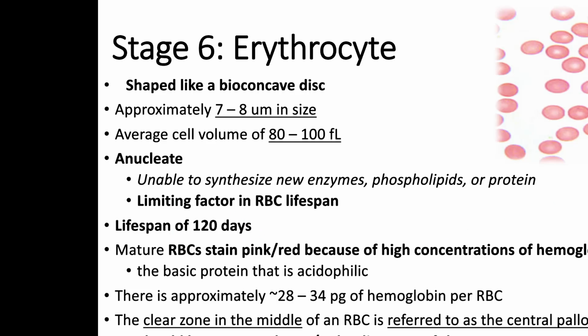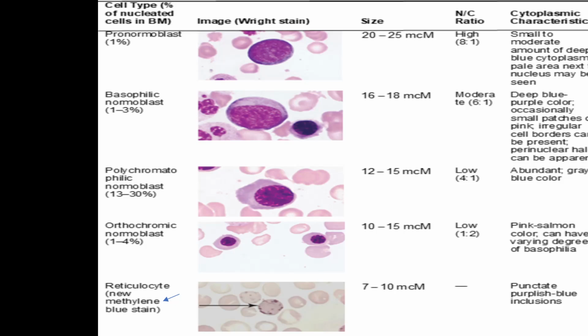We're now red or pink because of the high amounts of hemoglobin, and that red or pink color is called acidophilic. The clear zone inside of an RBC is referred to as the central pallor, and it should not be more than 1/3 of the diameter. If you have more central pallor than normal, then you're lacking hemoglobin for some reason, and usually it's associated with iron deficiency. If you like tables and you just want a really quick overview of each of the stages, then I would recommend this.